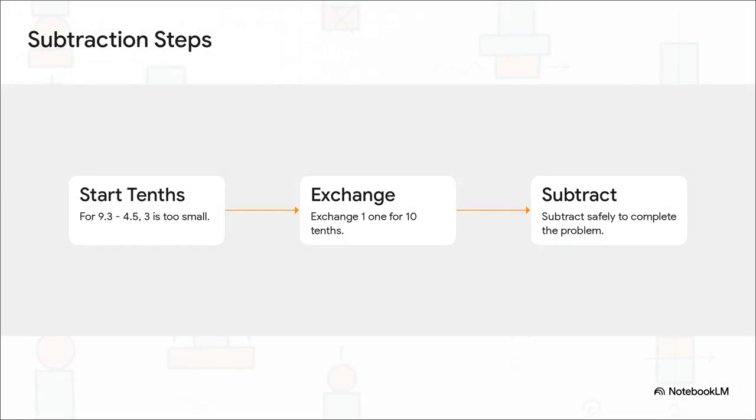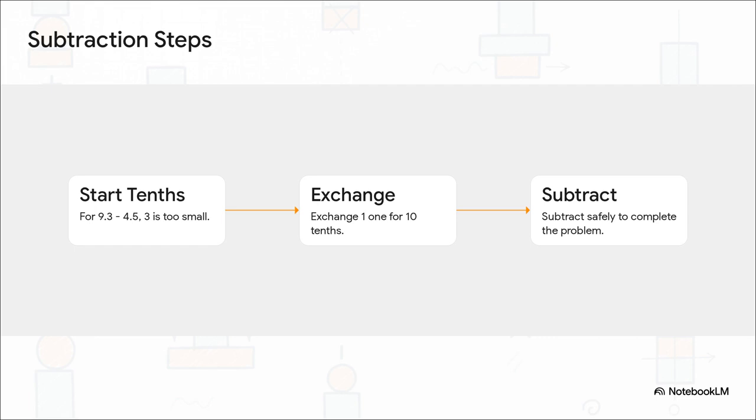All right, now let's take a look at subtraction. We're calculating 9.3 minus 4.5. Are our decimal points lined up perfectly? Check. But as soon as we start at the tenths column, well, we hit a little bit of a snag. 3 tenths is definitely smaller than 5 tenths. You can't take 5 away from 3.